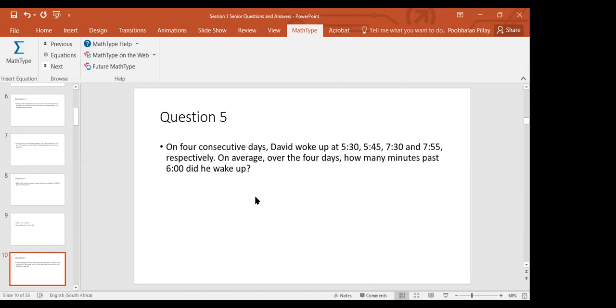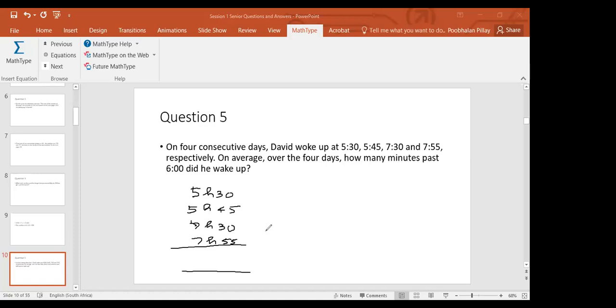Okay. Now, there are a number of ways in which you can tackle this problem. Maybe the easiest way is where you just count these as times here. This is 5 hours 30 minutes, 5 hours 45 minutes, 7 hours 30 minutes, and 7:55. So you count these and divide by 4. That way you'll find the average. Right? How do you count them?